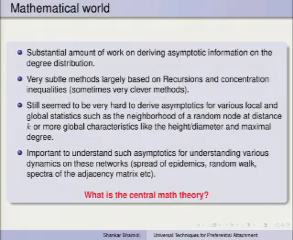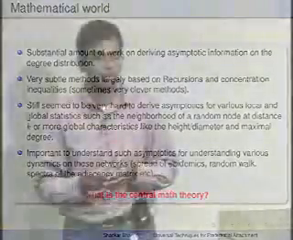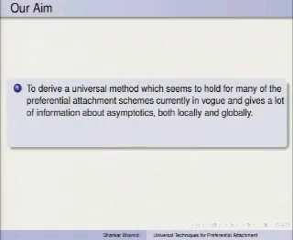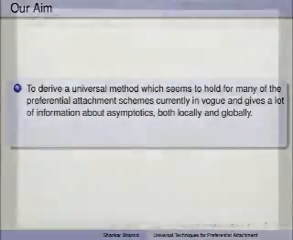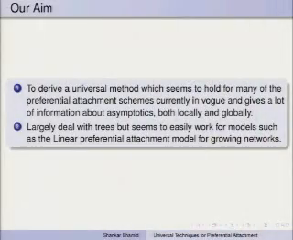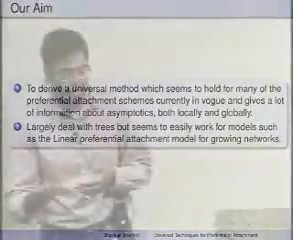So I started thinking about what is the central math theory which can solve a large number of problems. The basic aim of this talk is to derive a universal method which seems to work in a large number of interesting cases and gives a lot of information. We'll largely deal with trees, since many of the more advanced preferential attachment models start off with trees, but the results are also very nice for these preferential attachment models for growing networks. For a particular class of networks, they tell you what the maximal degree would be and also the degree distribution. And at least I think it would be difficult to derive these using any other techniques.